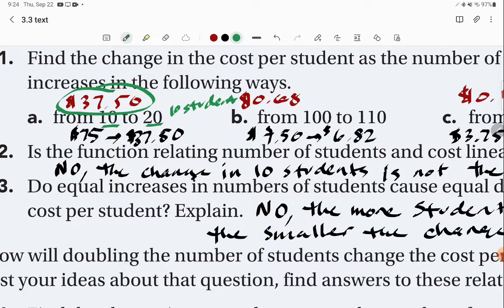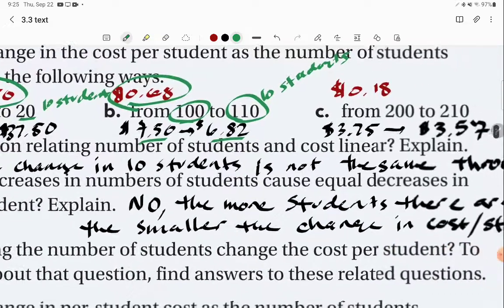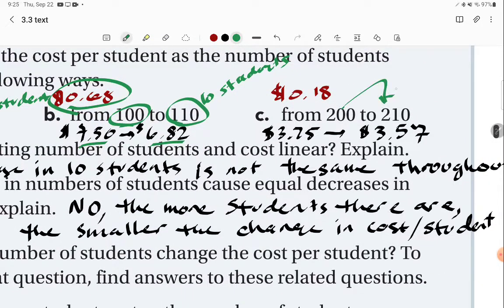Now, you notice over here on part B, we still have a change of 10 students. All right, nothing has changed, only now there's more students. You start with 100 and you add 10. You notice it goes from 7.50 to 6.82, and that's only a change of 68 cents. Very different from 10 to 20, where it's a change of 37.50. And then lastly, from 200 to 210, goes from 3.75 to 3.57, and that's a change of 18 cents. Again, you're adding the same amount of students, you're adding 10, but the change per student is much smaller.